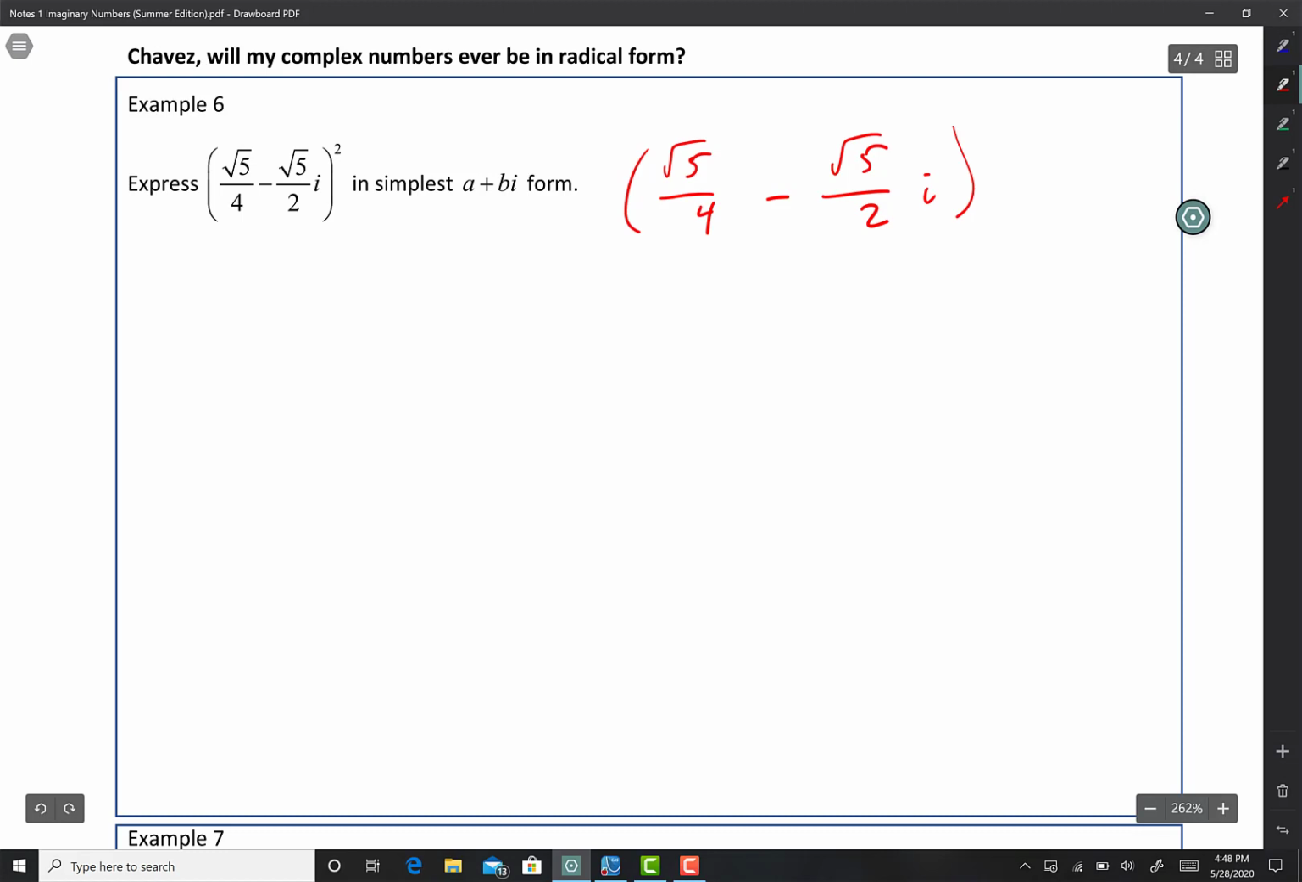I already have it there, so I'm just going to rewrite it again: square root of 5 over 4 minus square root of 5 over 2 with an i on it. All right, so here we go. I'm going to multiply those two first.